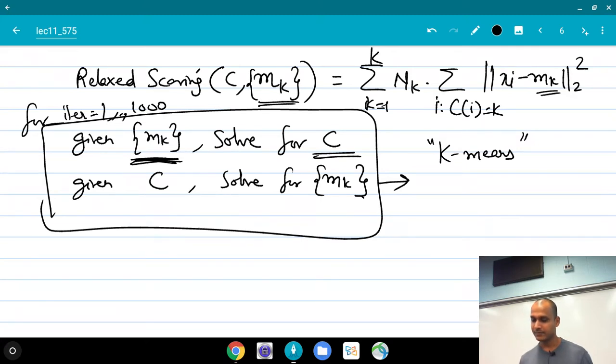I mean, there is a way, which I think some of you might have seen in 572, which is you look at a plot of k versus a quality score, some sort of quality of the cluster, like this relaxed score, versus k, and you see some inflection point. As you increase k, as you have more clusters, your quality score should be going lower and lower.